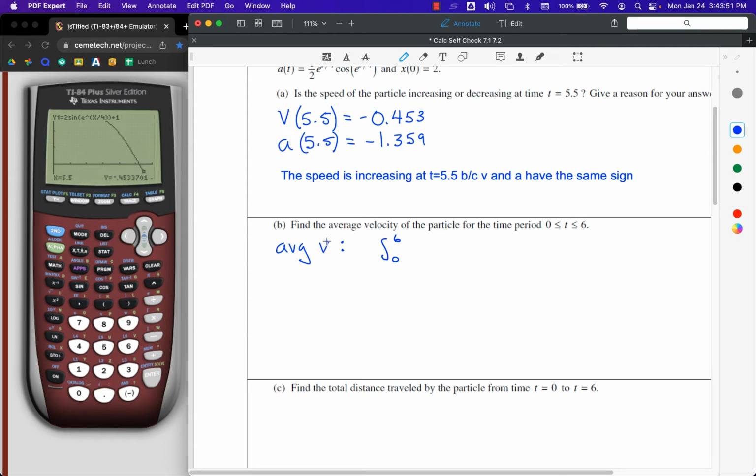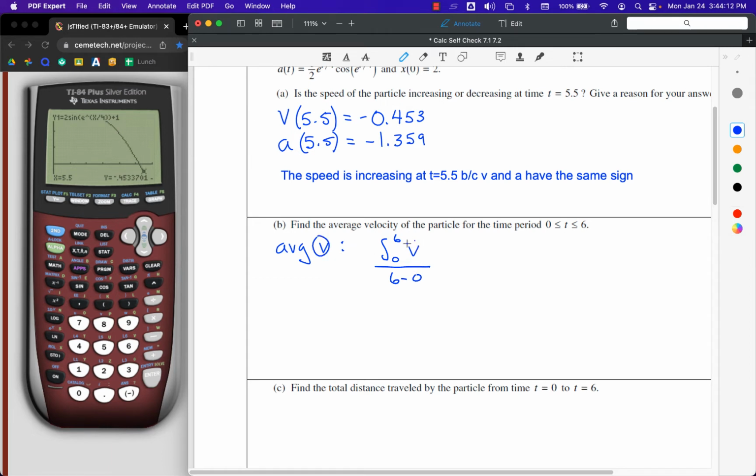So the average of anything is, it's not acceleration, it is the average of velocity. You do the integral of velocity and you divide that by your total time. So I'll just say 6 minus 0. That's the general definition here. If I'm asking for what is the average acceleration, then this V would change out for an A, right? Acceleration.